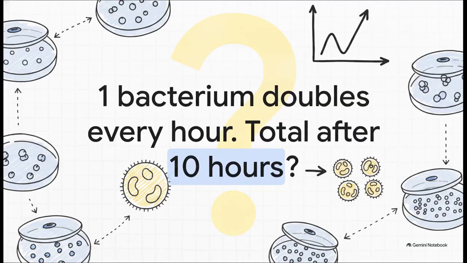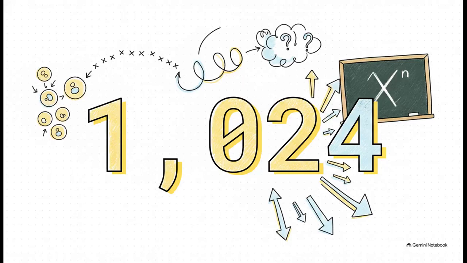Okay, let's dive into this with a tangible puzzle. Picture a single bacterium in a petri dish that doubles every hour. Hour 1, you have 2. If we start with just 1, how many are there after exactly 10 hours? Take a quick mental guess. Boom! The answer is a massive 1,024 bacteria. Talk about escalating quickly, right?